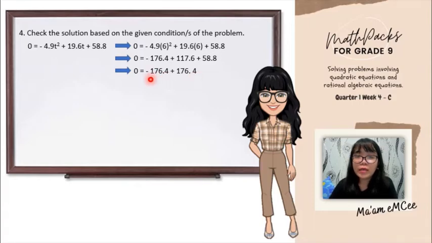This is negative, this is positive, and they are both the same numbers. So that will be equal to 0. So 0 is equal to 0 is a true statement. Therefore, t equals 6 is indeed a solution for your quadratic equation, especially for your problem.